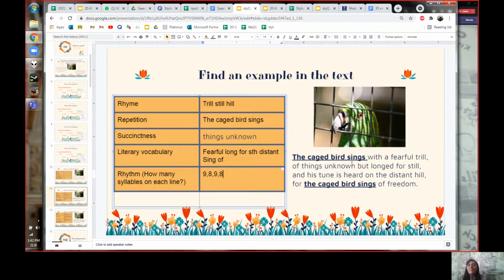So this poem gives examples of all of these poetic features. Of course, not every poem has got to have all of these in order to be a poem. The modern kind of poetry style doesn't have any rhyme or even any rhythm. But still it's considered to be a poem because it's succinct, it's repetitive, and it uses literary vocabulary.